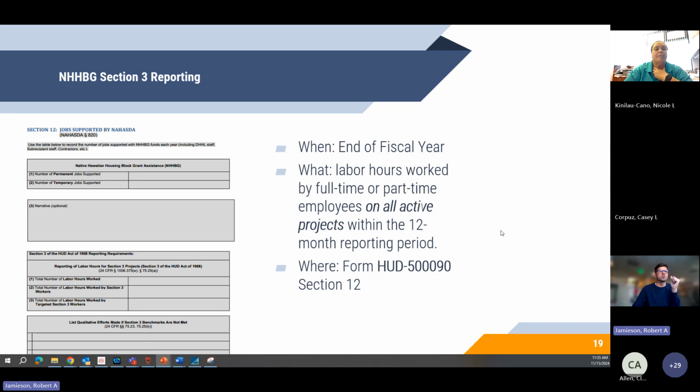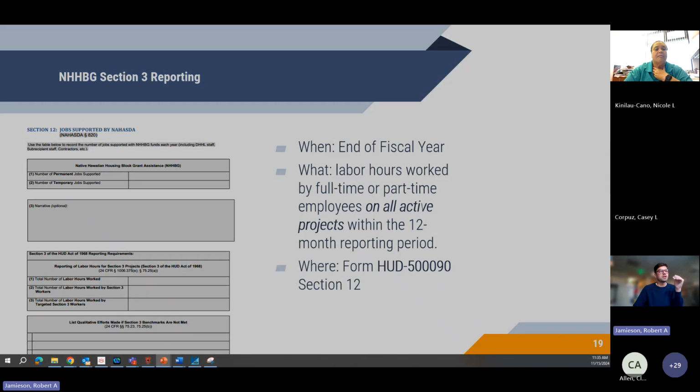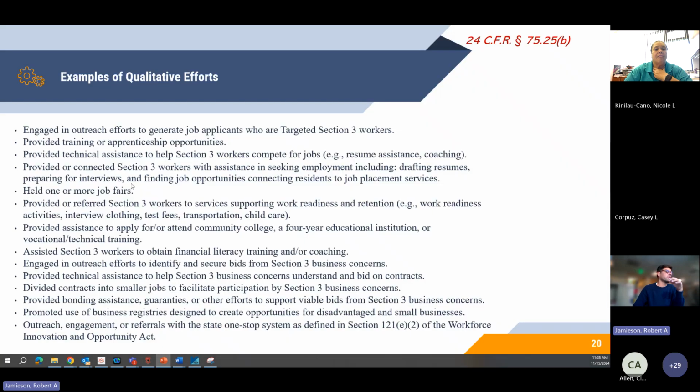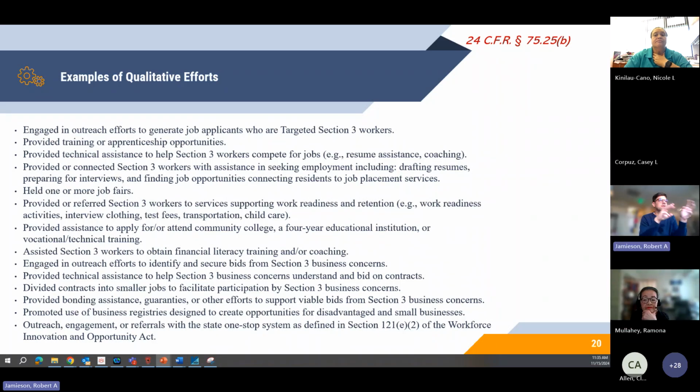And I'll be passing it over to Ramona shortly to go over very specific examples for your community. But here are just some of the boilerplate ones that we have on our other reporting system. A lot of it is outreach efforts, job training, job fairs. Really just saying we know who in our community could be these Section 3 workers and targeted workers. What are we doing to identify them?